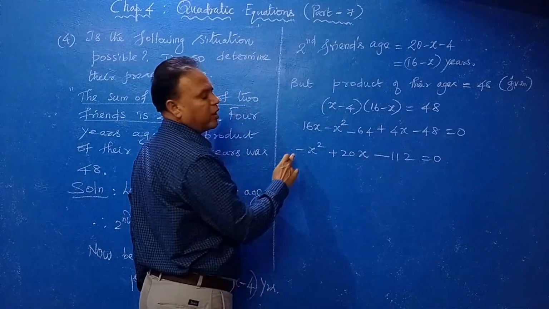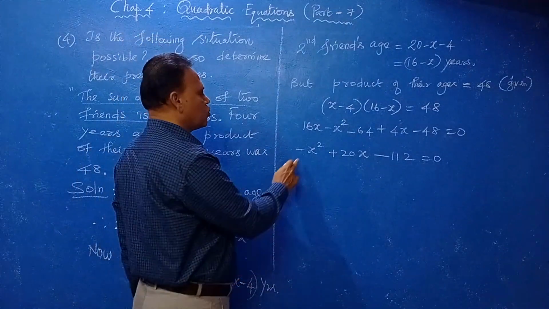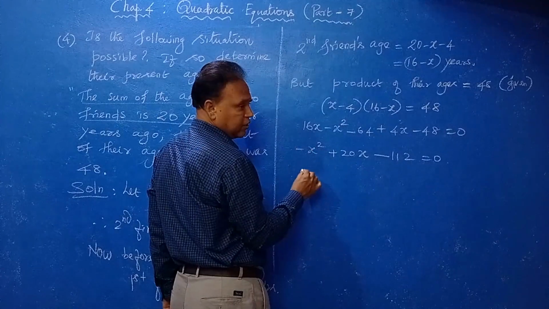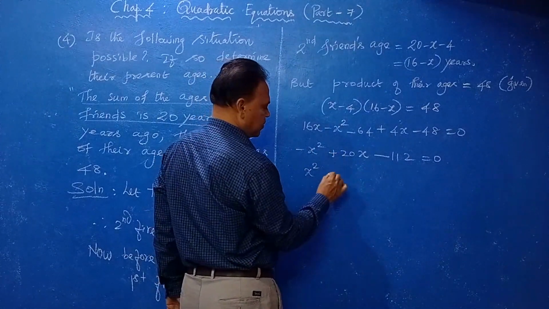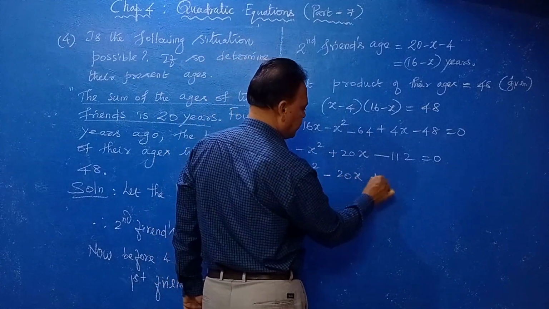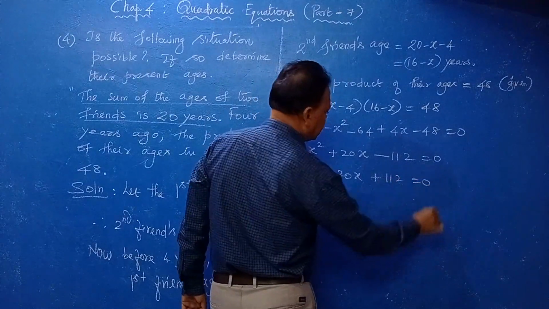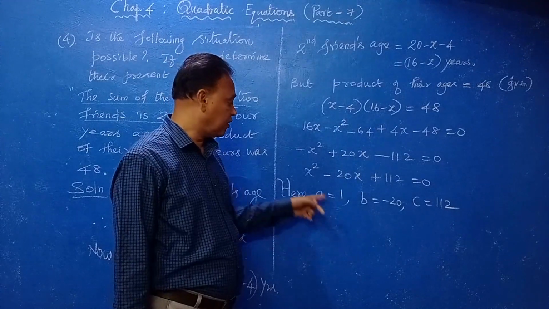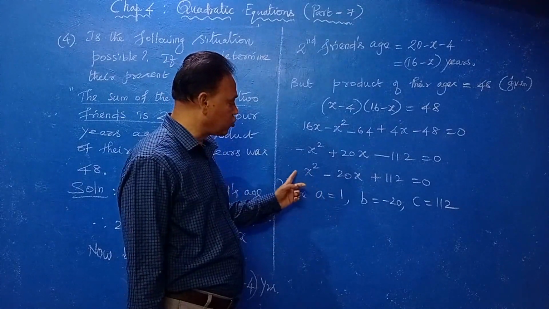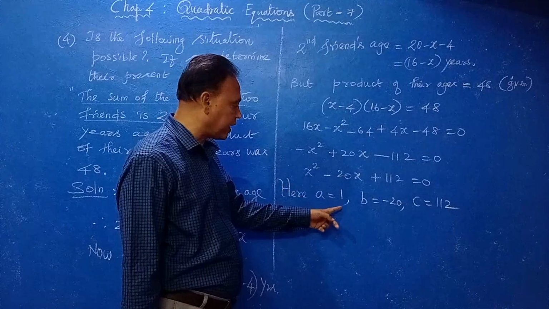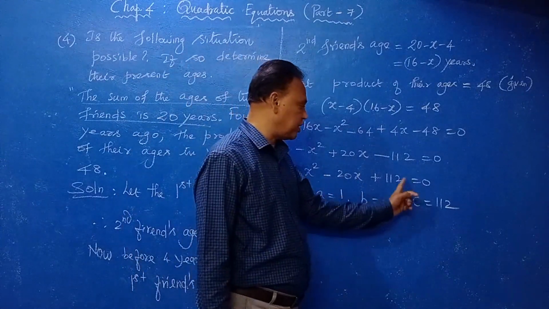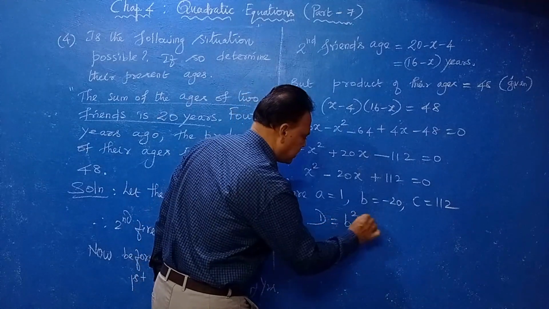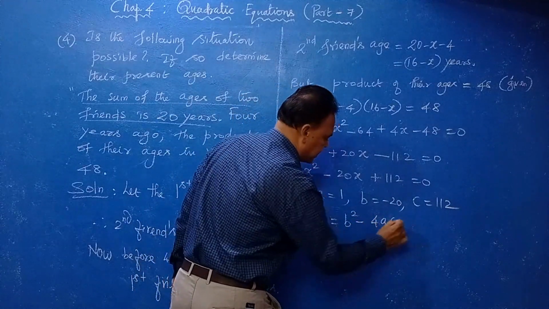But the first term you always keep as positive. So multiply all the terms by minus 1: minus into minus is plus, minus into plus is minus 20x, then plus 112, every term's sign changes. Now we have to find the discriminant D. Here a is the x squared coefficient, which is 1, b is the x coefficient, minus 20, and c is 112. Now calculate D, b squared minus 4ac.